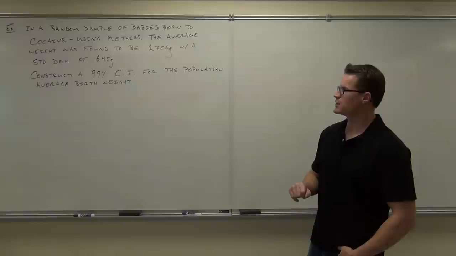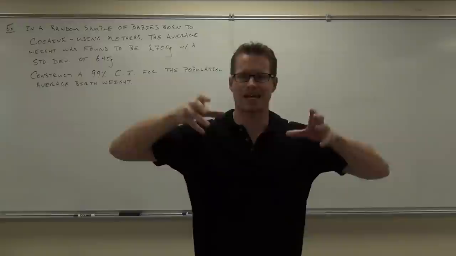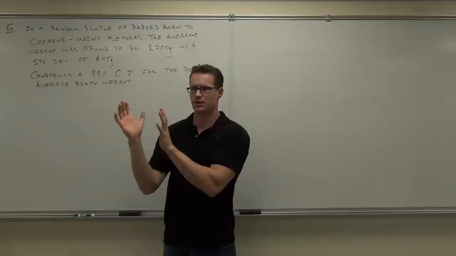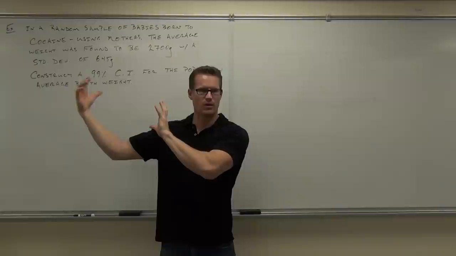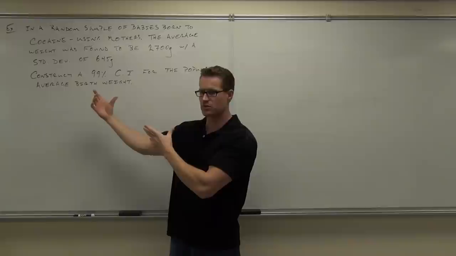The first thing we got to do is determine what section of confidence intervals we're in. Are we dealing with proportions here? Is there anything to do with success versus failure? No, we're not calling cocaine baby success. That's a horrible, horrible thing. So we don't have successes versus failures. We don't have any sort of proportion. We have averages going on. So instead of dealing with proportions, we're over here in this section, averages.